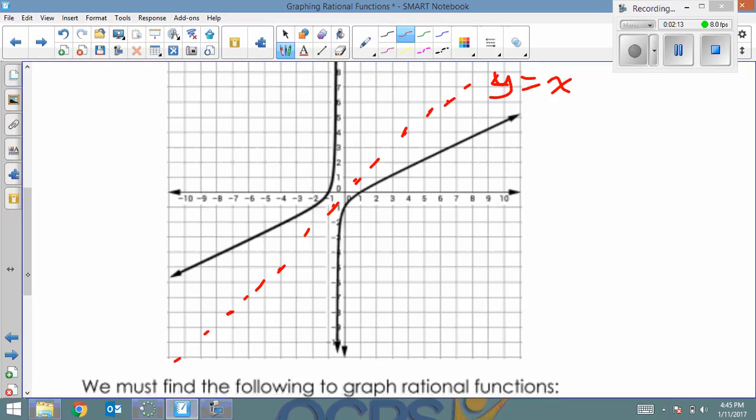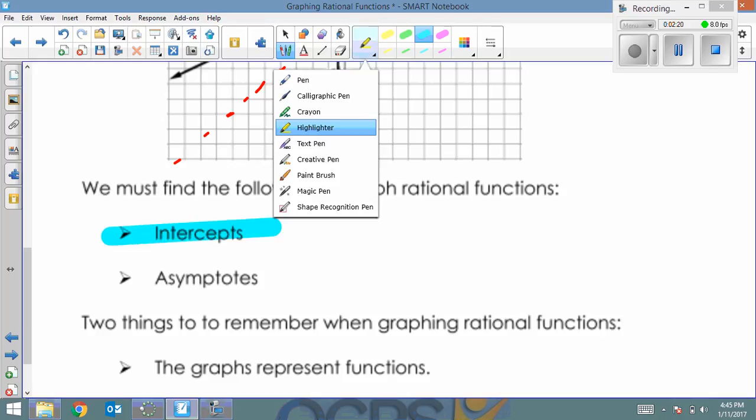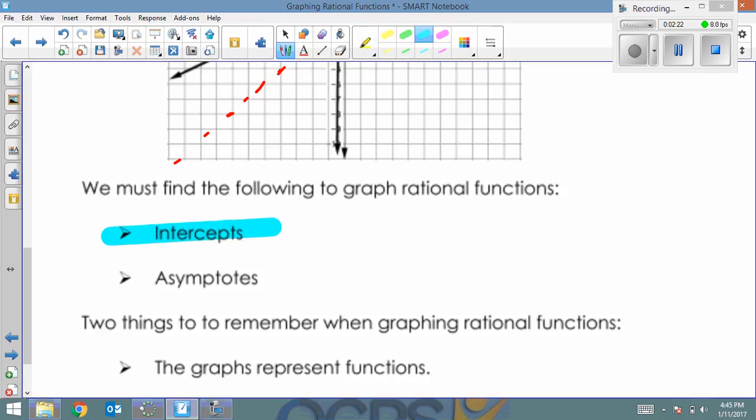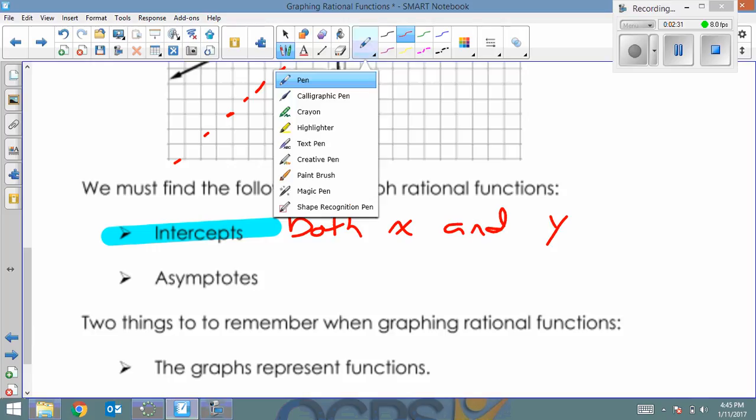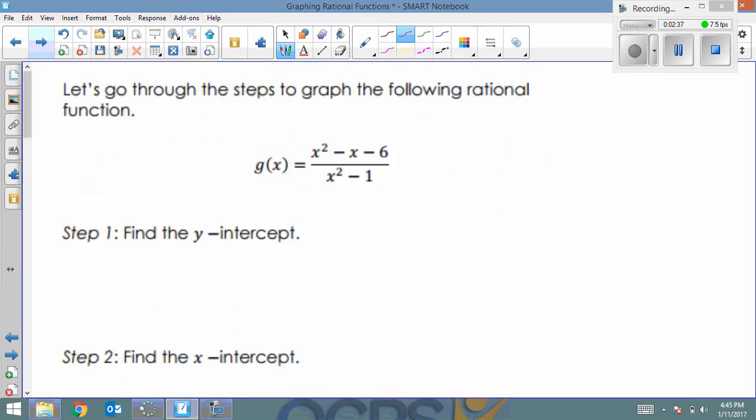We'll explain how you get these lines in a second. When you're graphing, you must find two things: all the intercepts, both x and y, and all the asymptotes. Let's do an example. There are 4 steps to doing this. Step 1, find the y-intercept.